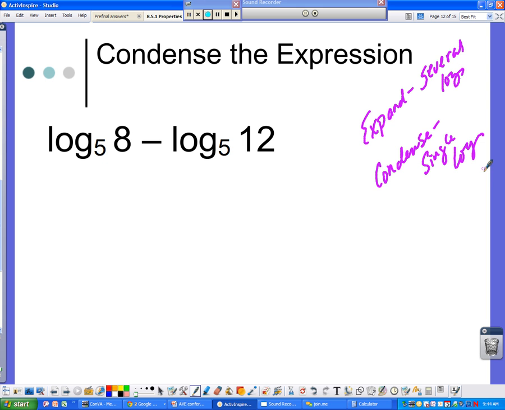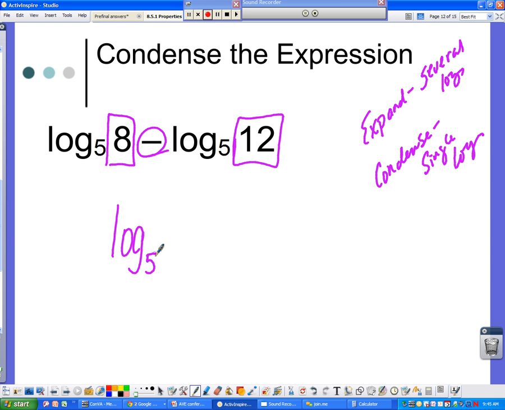And here's the key. We have this minus here, so that automatically tells us that our two numbers, the 8 and the 12, are going to be divided. So you start with your log base 5 because we're going to write it as a single log. 8, since it's first, goes on top. And whatever comes directly after the minus goes underneath the fraction bar. And then since 8 twelfths can be simplified, you get log base 5 of 8 over 12, which reduces to 2/3.